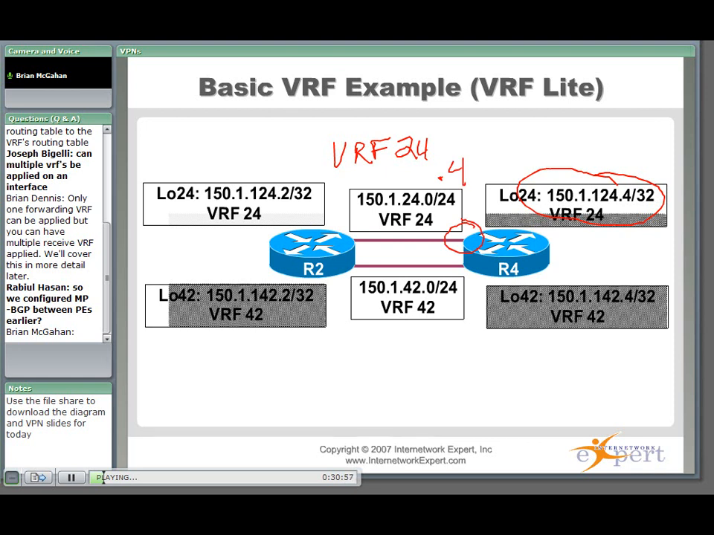Likewise, in order to reach the other loopback 150.1.142.4, we're going to say this is reachable out VRF42 by 150.1.42.4.